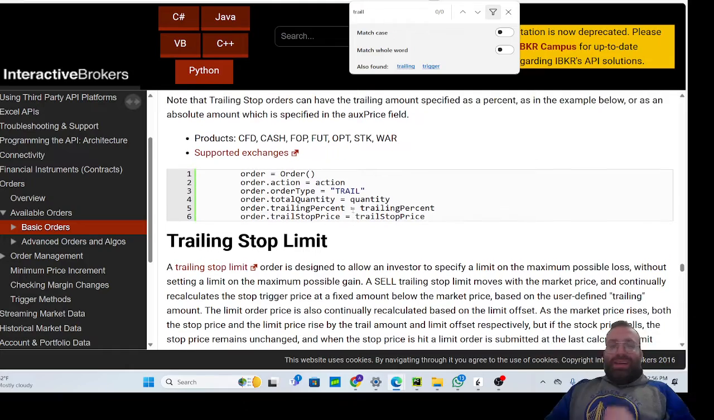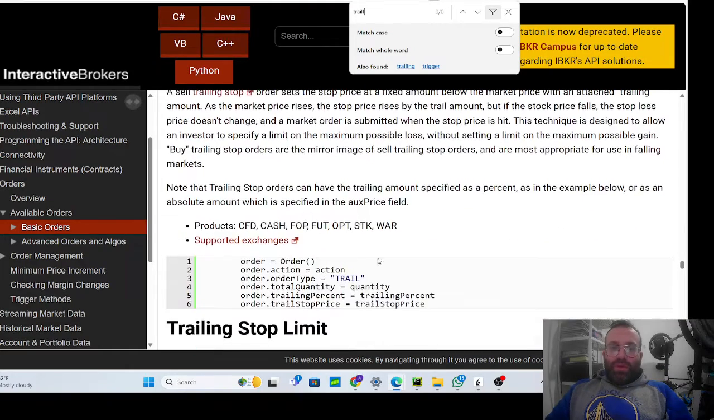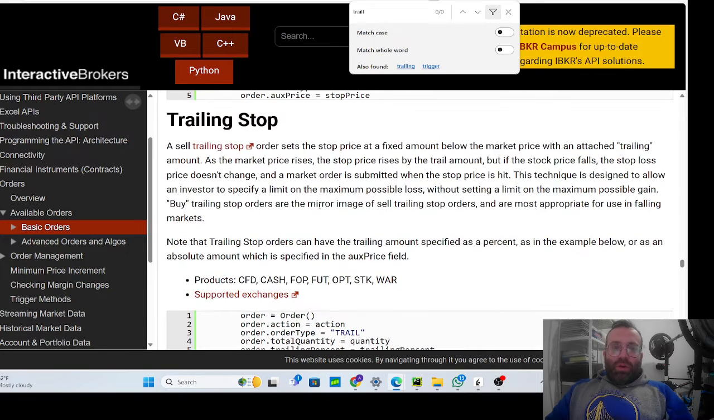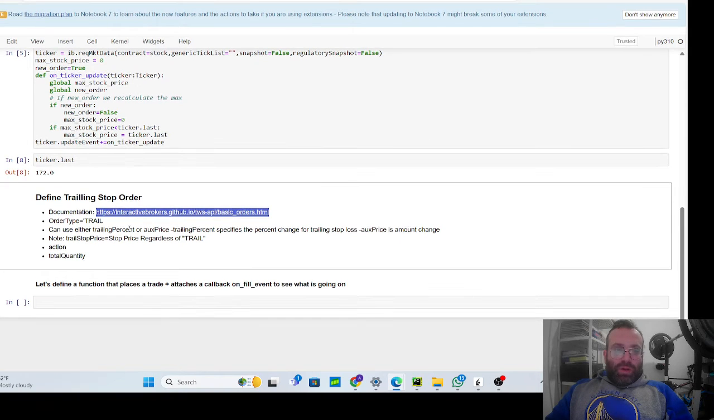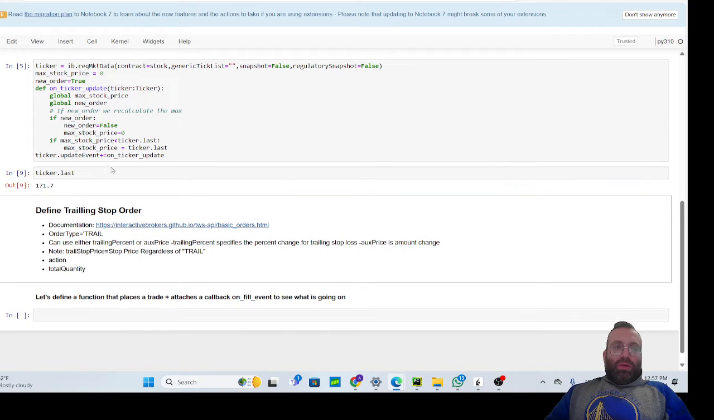Okay, sorry, I lost my train of thought. So the really important thing is you have either one of two things. You can have either trailing percent or aux price. So I wrote it here. Aux price is if we want to use an actual number. So let's say you want the trailing to be $2 less than the price, the price it goes up to. That would be when you'd use aux price.